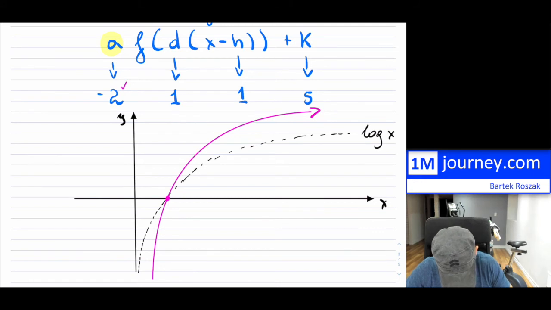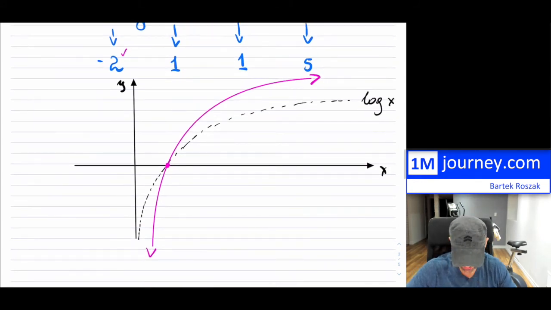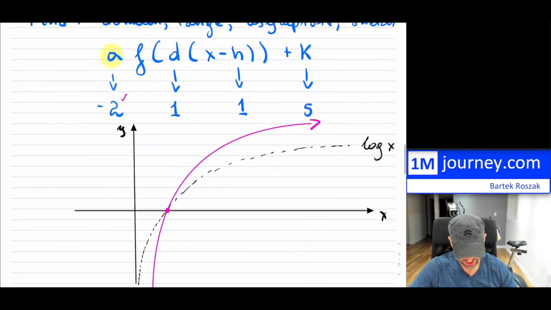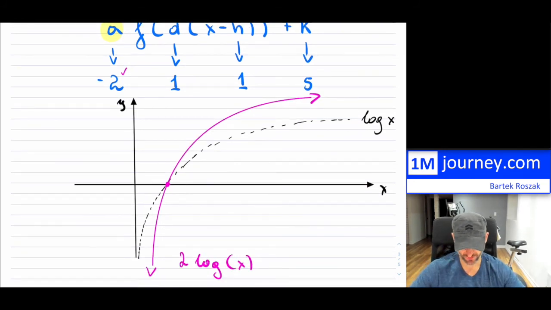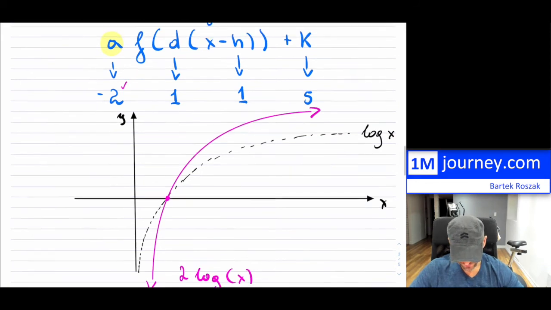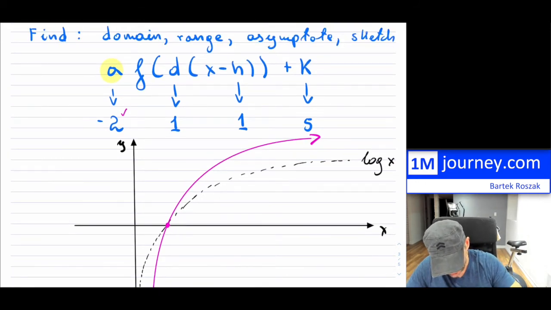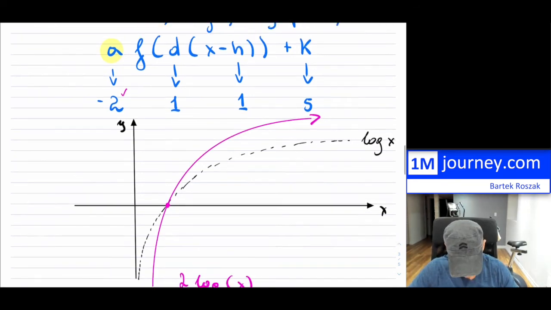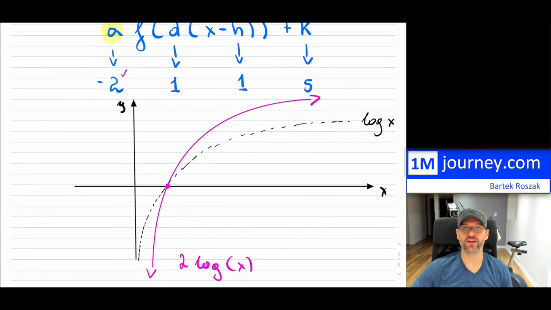So it's stretching it in the y, but this still tends to 0. That is just if I plotted 2 times log of x. That's what this would have been. So that's the first thing. Now, my d is equal to 1. I'm going to do the reflection shortly. Now, my d is 1, so there's nothing to do with this. I don't have to compress it or stretch it in the x in any way.